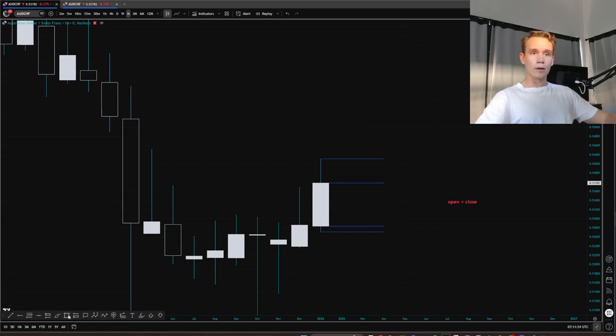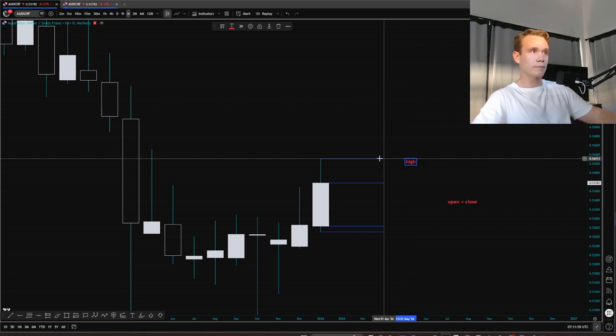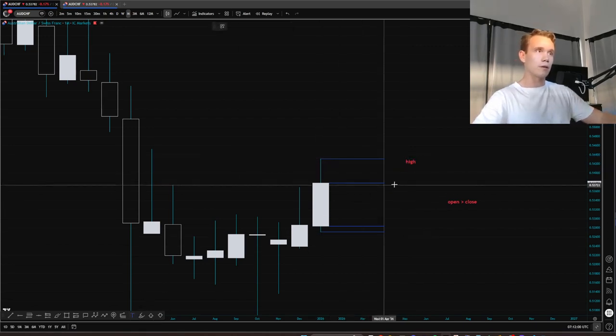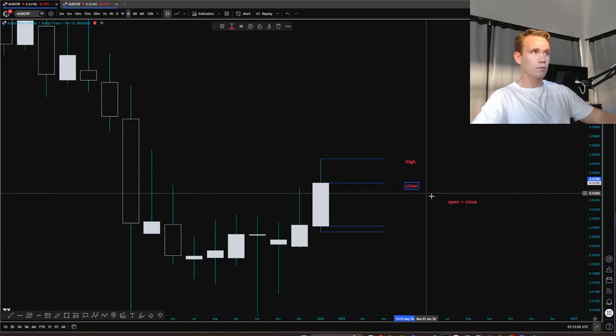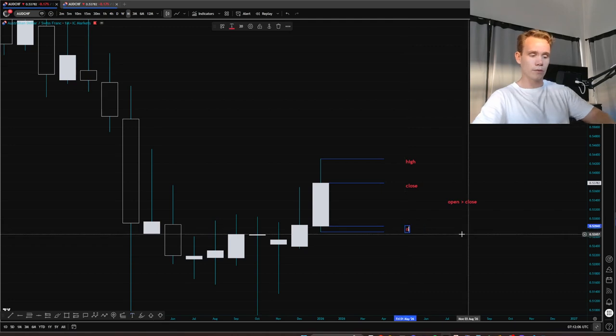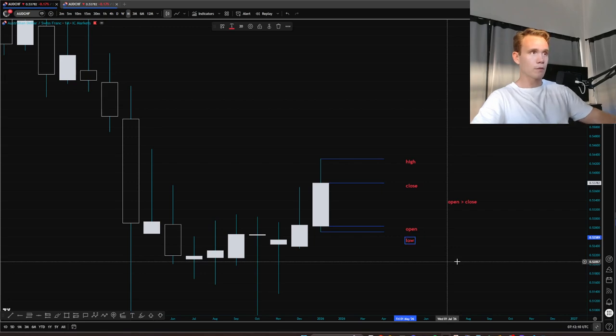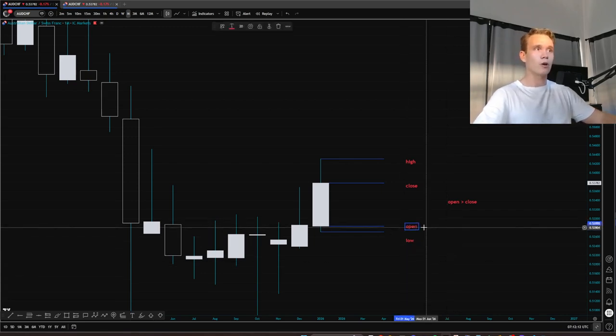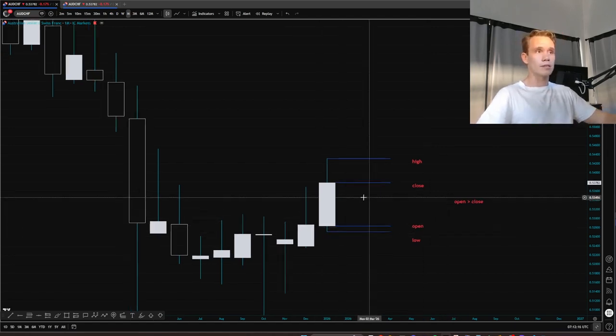So here, if we quickly mark on with the text tool, we have the high, we have the close, we have the open price, and then we have the low. The high and the low are the extremes, and the open and the close are the open of the month and the closing of the month, and where price is.